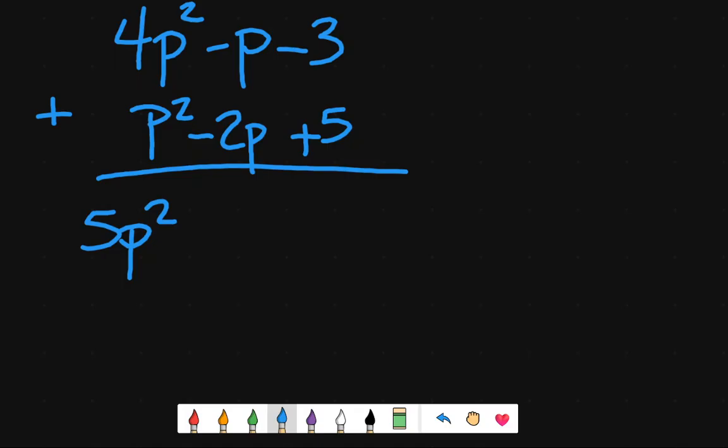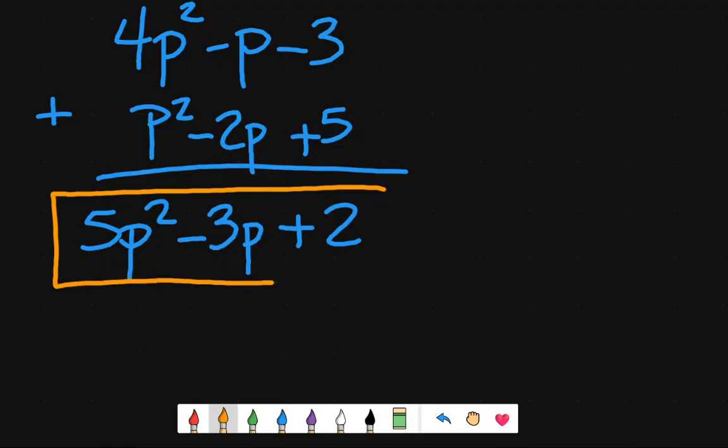Then we have a negative p plus a negative 2p, which is going to give us a negative 3p to the first power. Don't forget that this is to the first power, even though it doesn't have an exponent. And then a negative 3 plus 5, well, that's going to be a positive 2. So we cannot combine anything else here, meaning we can't add or subtract any other terms together. So this is the final answer here: 5p squared minus 3p to the first power plus 2. Okay, let's try the next one.